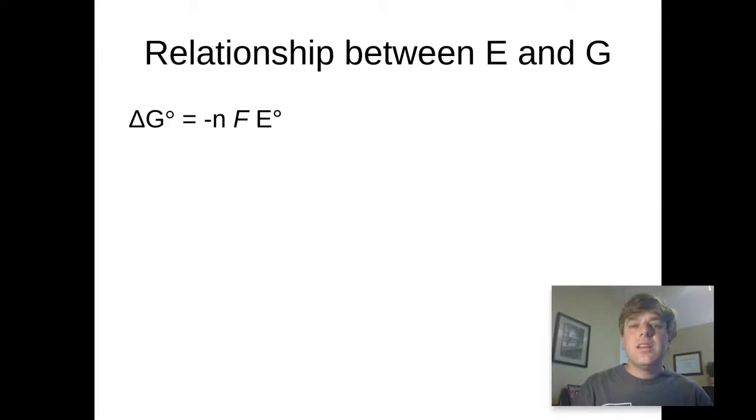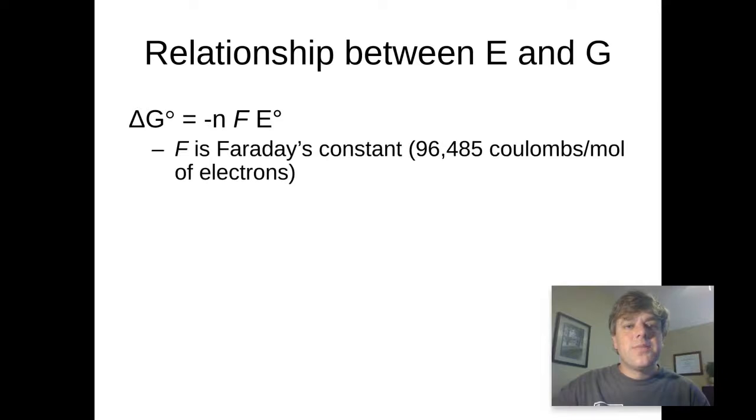Specifically, the change in Gibbs free energy equals negative nFE, where E is your cell potential under standard conditions. This is Gibbs free energy under standard conditions. There's a negative sign there. But then F is Faraday's constant, and Faraday's constant is 96,485. That's on your chemistry reference tables.